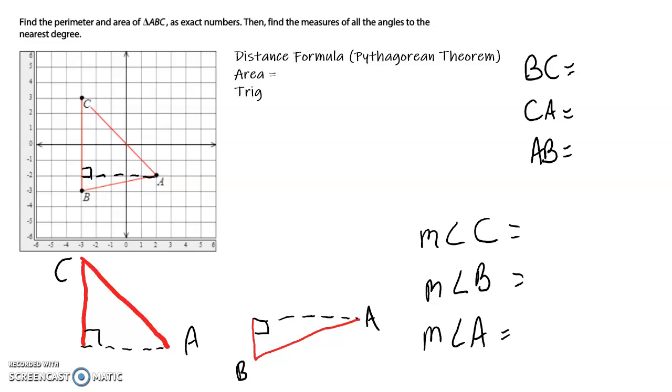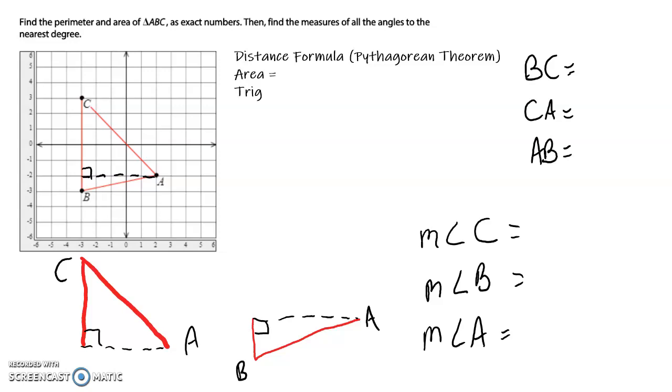So in this problem, we need to find the perimeter and area of triangle ABC as exact numbers, then find the measures of all the angles to the nearest degree. This is a good problem because it requires a lot of previous knowledge, and it also incorporates some of the knowledge that we learned in this unit, which was trigonometry. To find the perimeter of that triangle, we need to find the distance of all the sides. So we've got to use distance formula, but I like to use Pythagorean theorem.